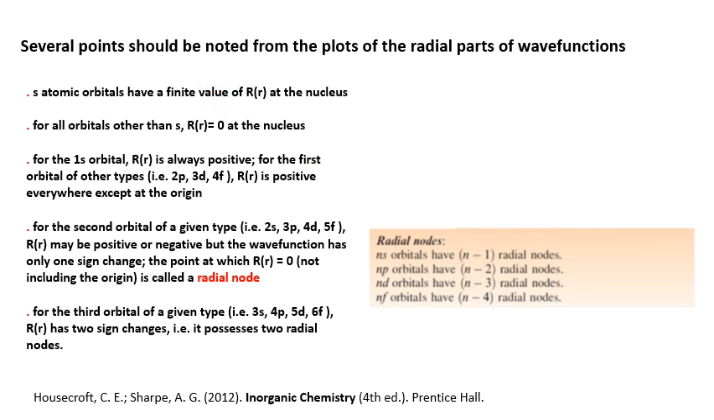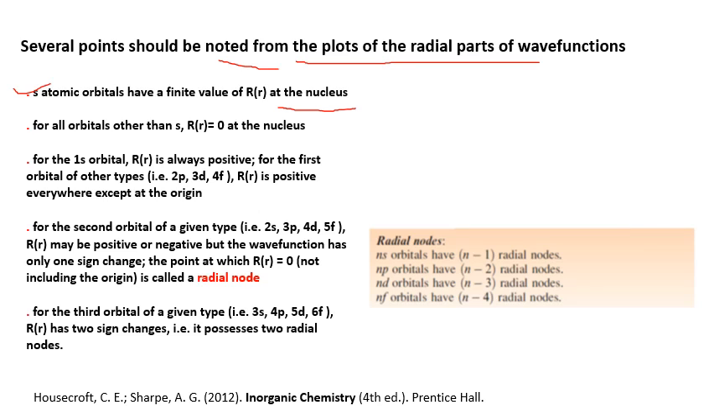Now there are several points to be noted from the plots of this radial part of the wave function. The s orbital has a finite value of R at the nucleus, r is equal to 0. I have already talked about that. At the nucleus, it always has some definite finite value, and it will not vanish at the nucleus. It will start from that value and exponentially decay.